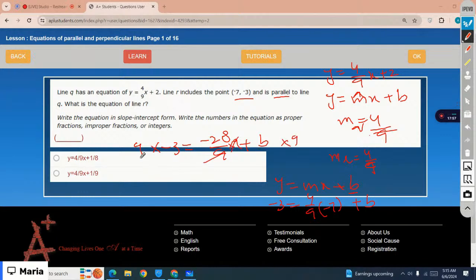So 9 and 9 cancel out. 9 times -3 is -27. Move plus 28, equals 9b, right? So that is 1. b equals 1 over 9. So the equation is y equals 4 over 9x plus 1 over 9. The correct option is option number 2. That is y equals 4 by 9x plus 1 over 9. Got it? Option number 2 is the correct option.